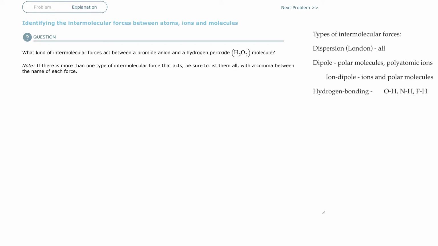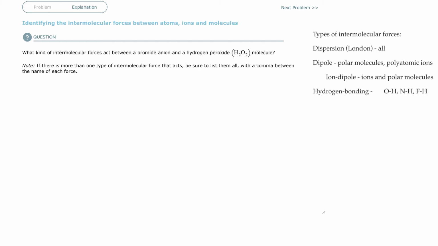The second one we looked at was dipole. Remember, dipole is definite one side positive, one side negative, or part of the molecule is positive, some other part is negative. And all polar molecules, okay, negative and positive sides, or polyatomic ions that are polar, will exert a force on each other, a dipole force.